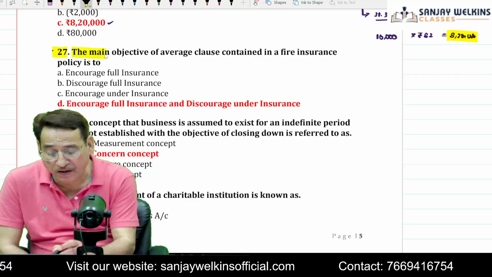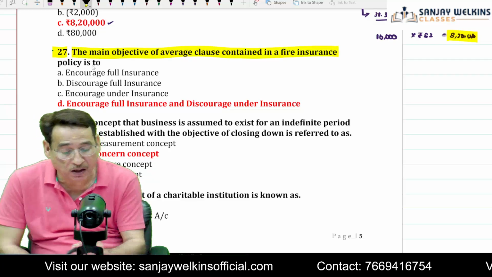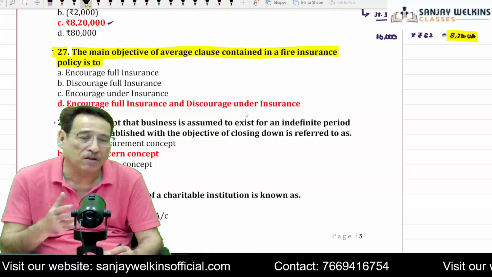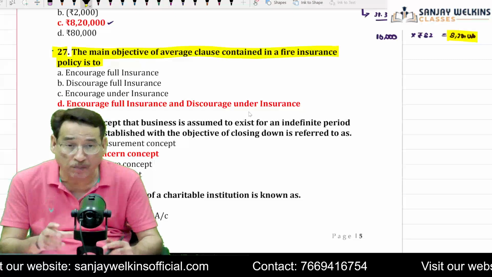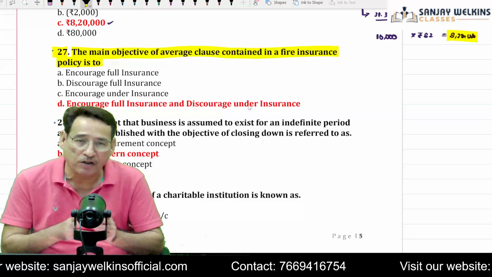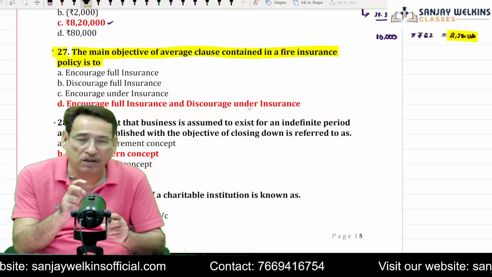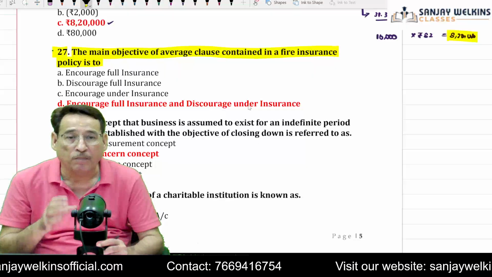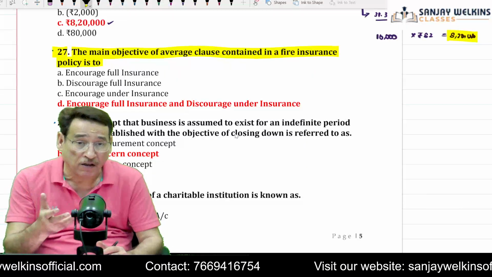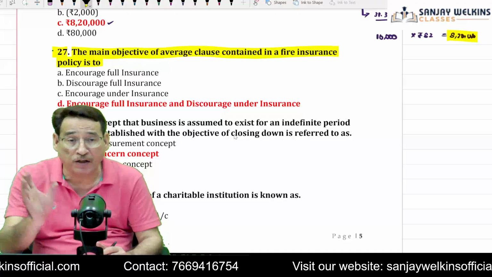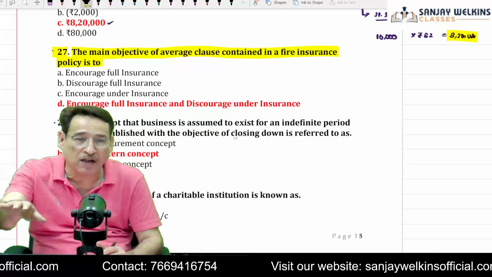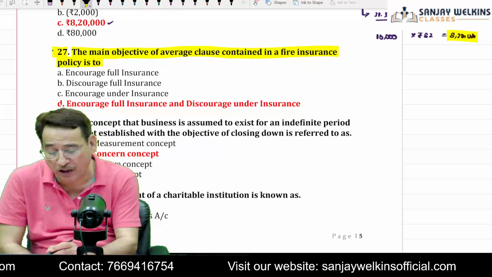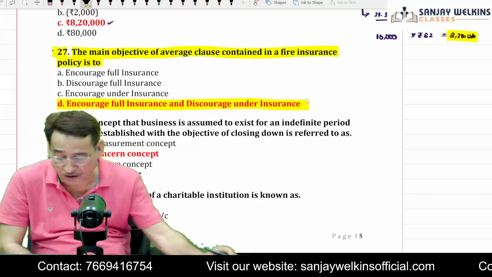Further, it is asked what the main objective of the average clause in a fire insurance policy is. In a fire insurance policy, as you know, when we compute the insurance claim, generally we apply the average clause. The average clause is generally inserted by the insurance company. The basic idea is that it wants the party to go for full insurance, to discourage underinsurance. That means they should insure their items at full value. This will be your answer.